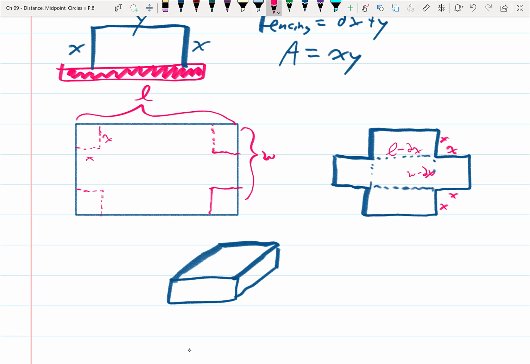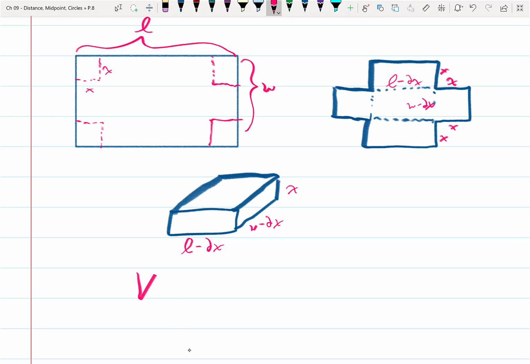And with that box, you now have an L minus 2x, a W minus 2x, and the height of the box when you folded them upwards is x. And the volume of this box would be all three multiplied together. That's done with variables. Most often in these problems, you're given very specific numbers to plug in. You're not given variables. So the process is the same no matter what you're doing.